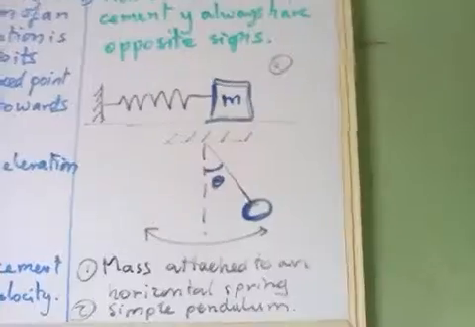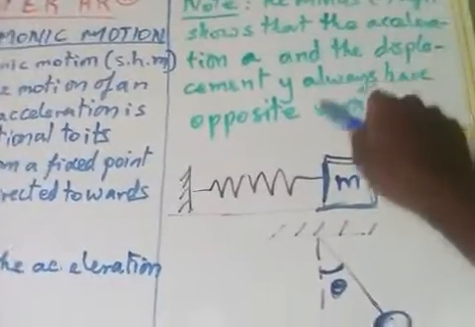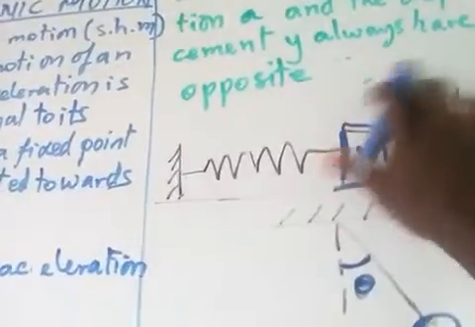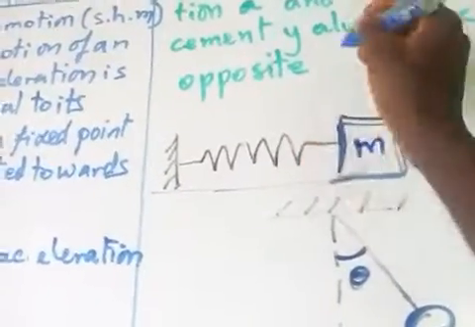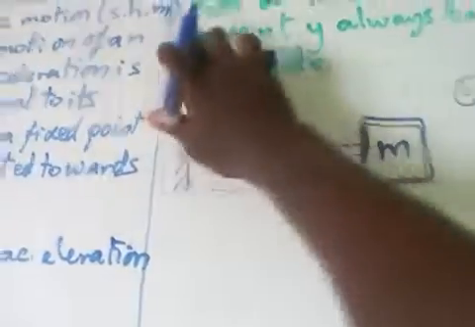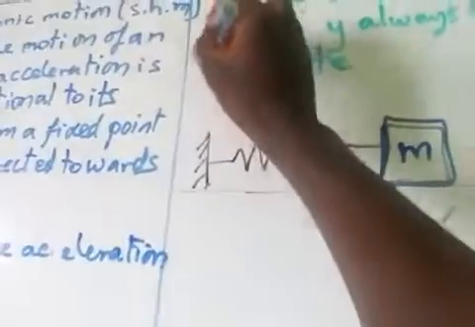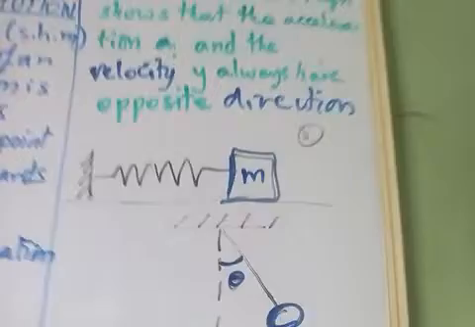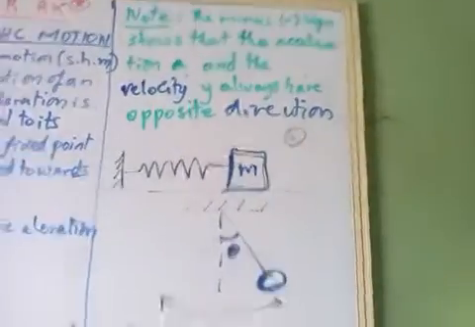Now the minus sign. The minus sign shows that the acceleration and the displacement always have opposite sign, but also that the acceleration and the velocity always have opposite direction. That is the meaning of the minus sign. I want to explain it now.